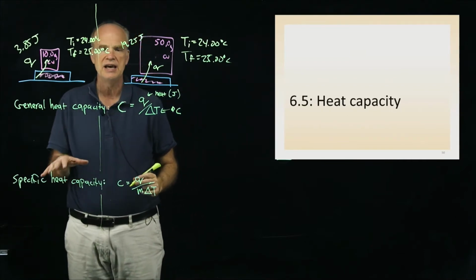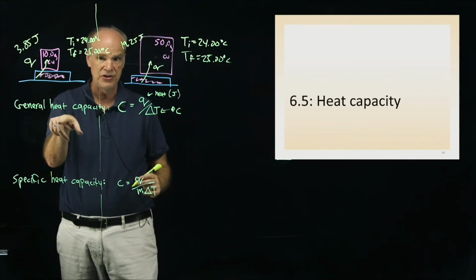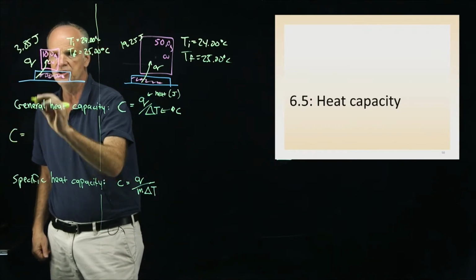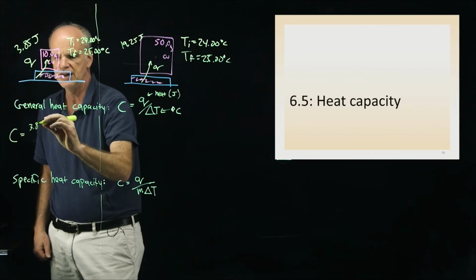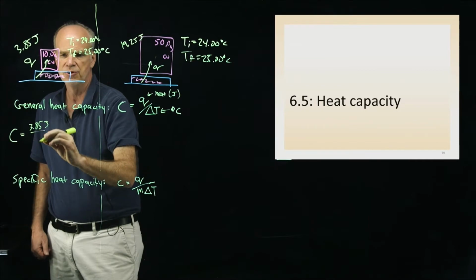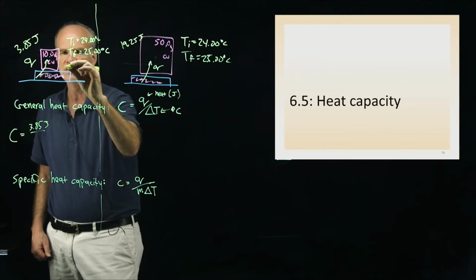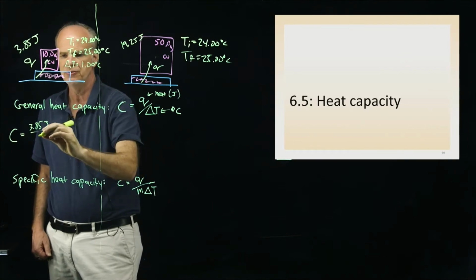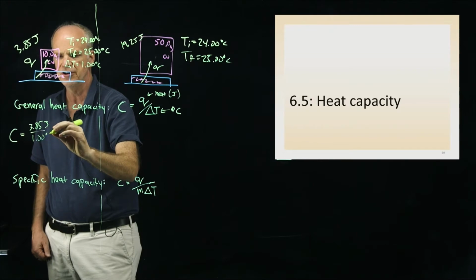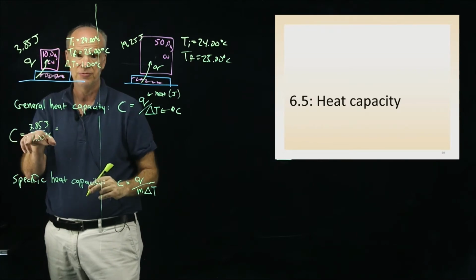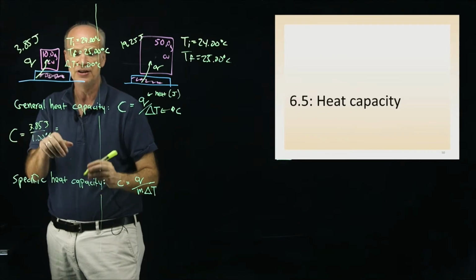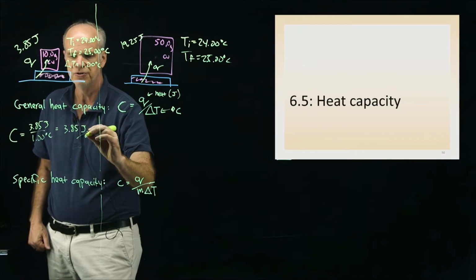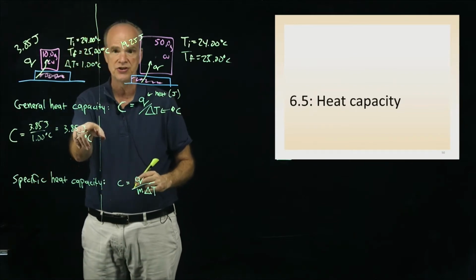So let's go ahead and calculate the general heat capacity of the small block. C is equal to Q, which for the small block was 3.85 joules, divided by the temperature change. Going from 24 to 25, that is a temperature change of 1.00 degrees Celsius. So we divide by 1.00 degrees Celsius, and you can see for the small block, the heat capacity is 3.85 joules per degree Celsius. Those are good units for the general heat capacity.